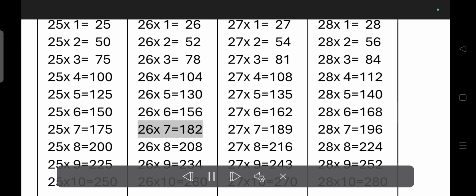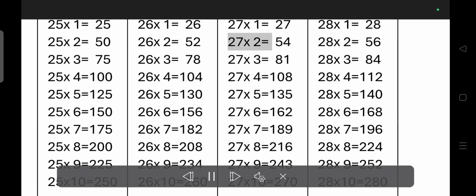130. 26 times 6 is equal to 156. 26 times 7 is equal to 182. 26 times 8 is equal to 208. 26 times 9 is equal to 234. 26 times 10 is equal to 260.